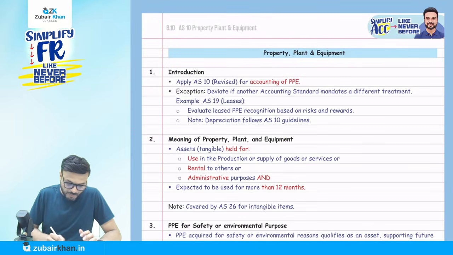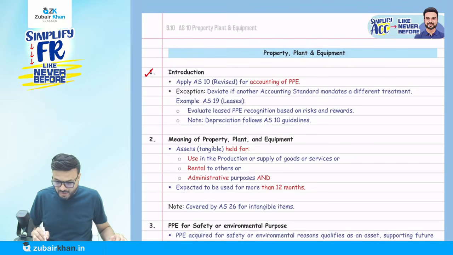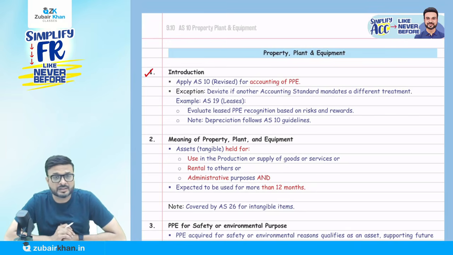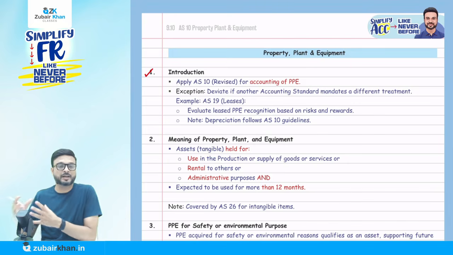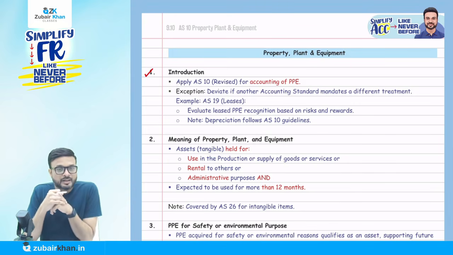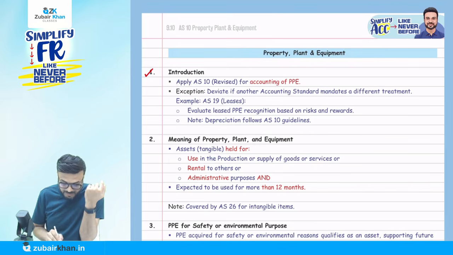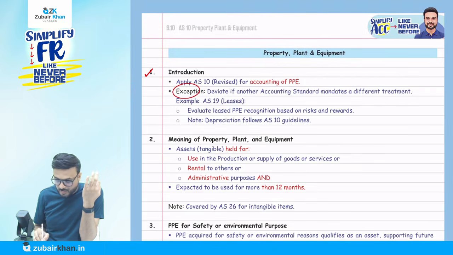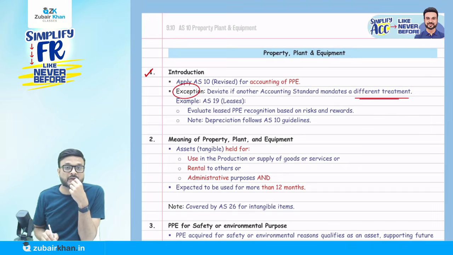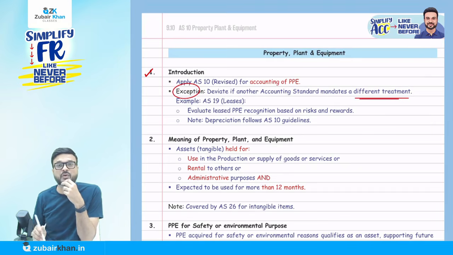Now listen carefully. The name of accounting standard 10 is property, plant and equipment, which deals with the accounting of PPE. So instead of calling it property, plant and equipment, I will call it PPE. Accounting standard 10 covers the PPE, but there is one exception. If another accounting standard mandates a different treatment, for example AS19 lease, evaluate lease PPE recognition based on risk and reward, no depreciation, follow AS10 practice.